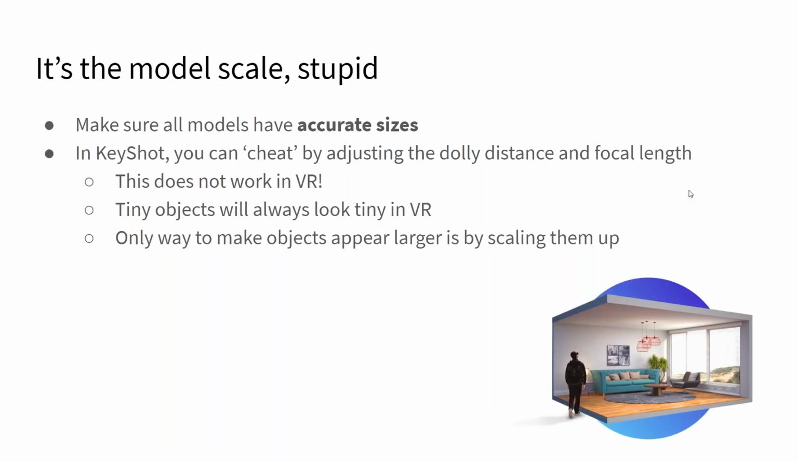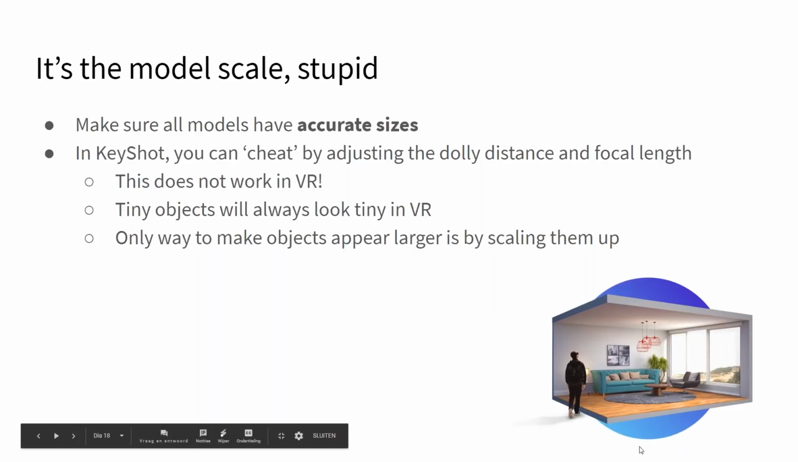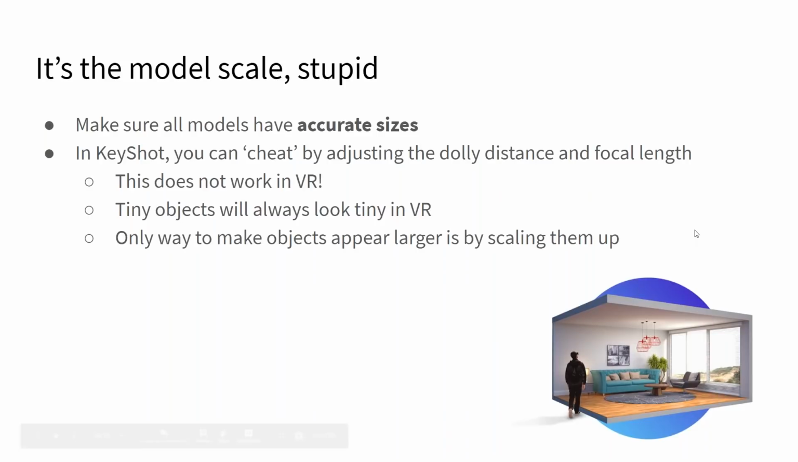So basically, the only way to make objects appear larger is by scaling them up. The only way to make objects appear small is by scaling them down. This section view here is a pretty good depiction of what value it has. Here you can imagine this guy is basically entering a VR space, and to make it believable, you really have to make sure that all these interior pieces are true size.